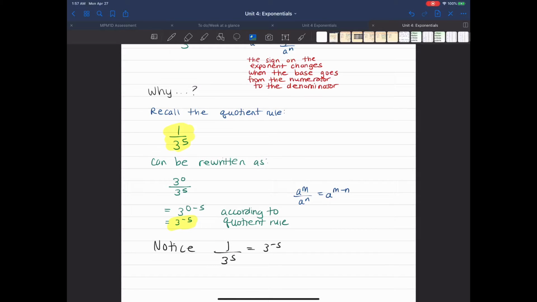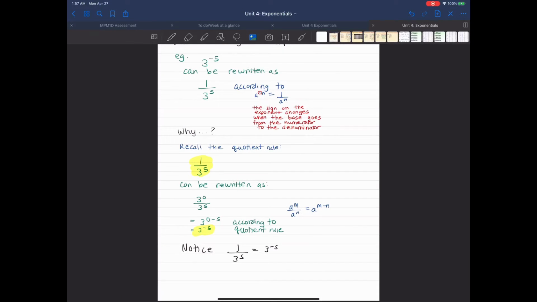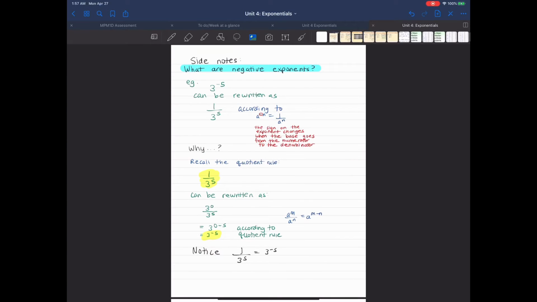In my side notes, the reason for that is, if you have, let's say, 1 over 3 to the 5, that's the same thing as writing 3 to the 0 divided by 3 to the 5, because any number to the exponent 0 is equal to 1, and so 1 can also be rewritten as 3 to the exponent 0. So I have 3 to the exponent 0 minus 5, and according to the quotient rule, I will have 3 to the negative 5. Notice that from the quotient rule, I can derive this idea of negative exponents.